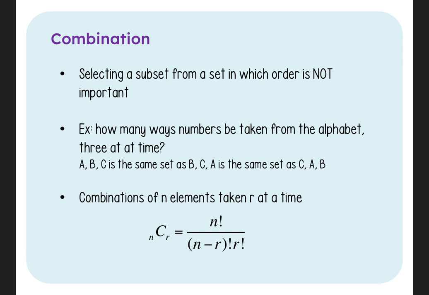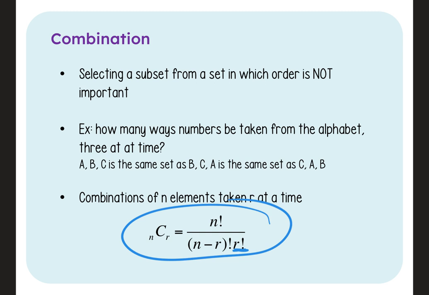A combination has this formula. We call it nCr. n is still the number of things in the set. r is still the number of things you're trying to fill. But it is n factorial over n minus r factorial times r factorial. So we add this on. The number of combinations will always be less than the number of permutations of the same set, because for combinations we divide by the r factorial at the end.